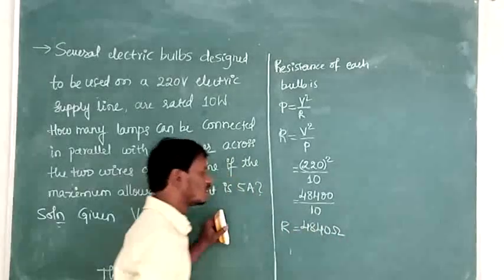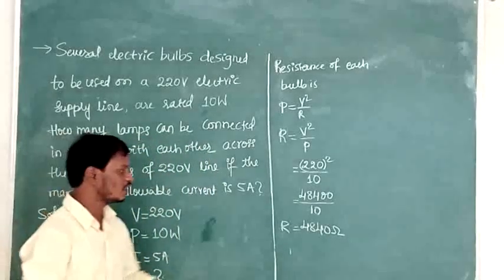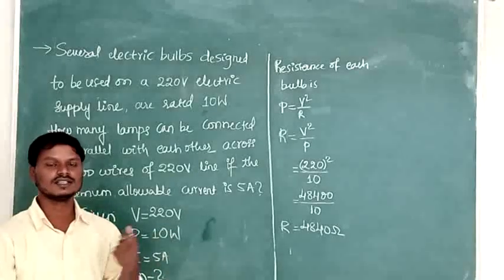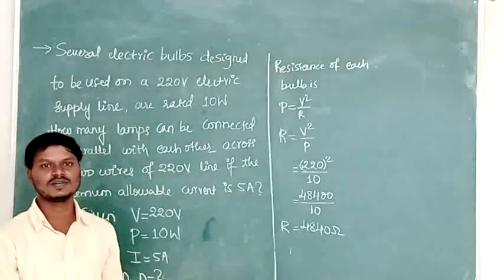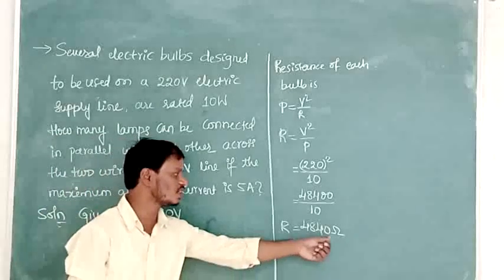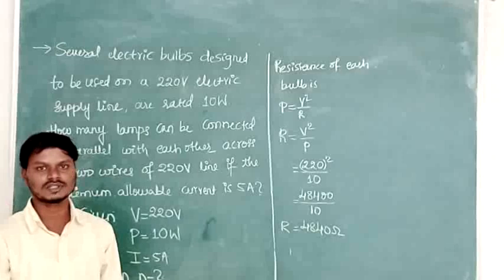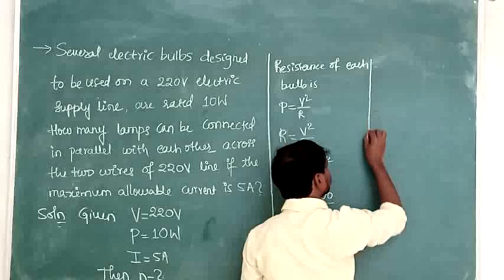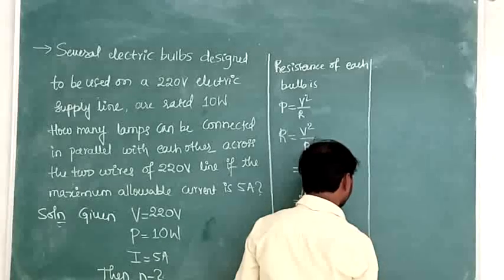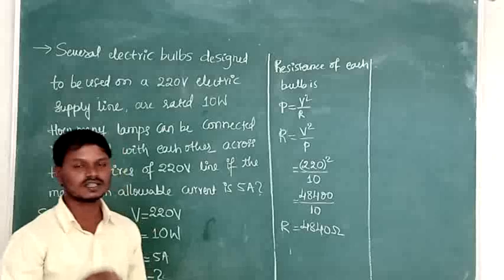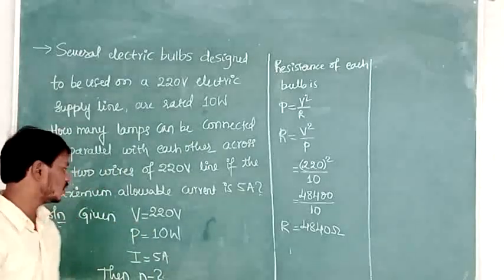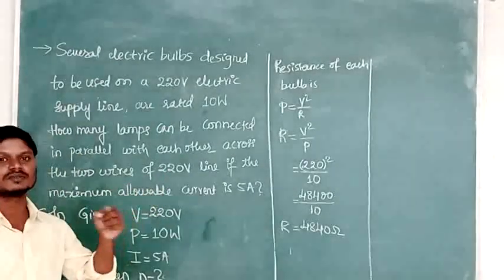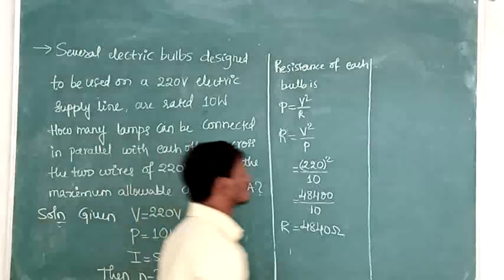What is the resistance of each bulb here? That is 4,840 ohm. So when such electric bulbs are connected in parallel, their effective resistance decreases, because in parallel combination the effective resistance is less than the individual resistance. What is the individual resistance here? 4,840 ohm. Then what is the effective resistance in parallel combination? Whenever these electric bulbs are connected in parallel, what is the maximum current flowing through that parallel combination? That is 5 ampere. And what voltage again? 220 volt. That means we have to find the effective resistance in parallel combination.